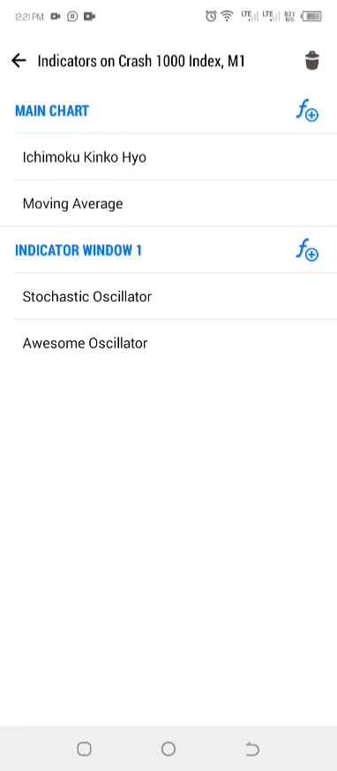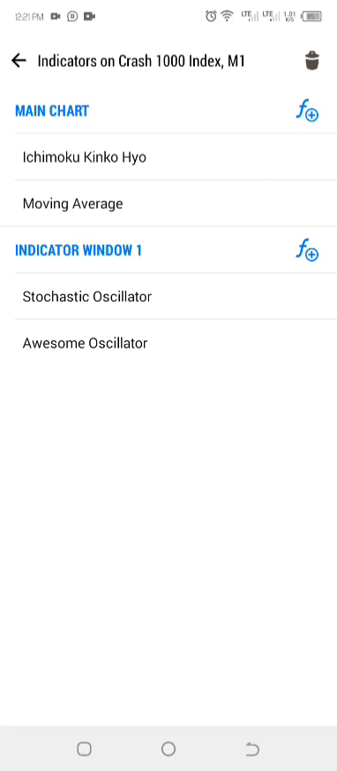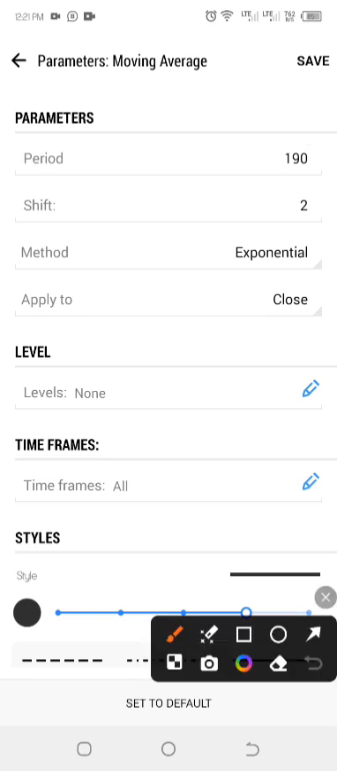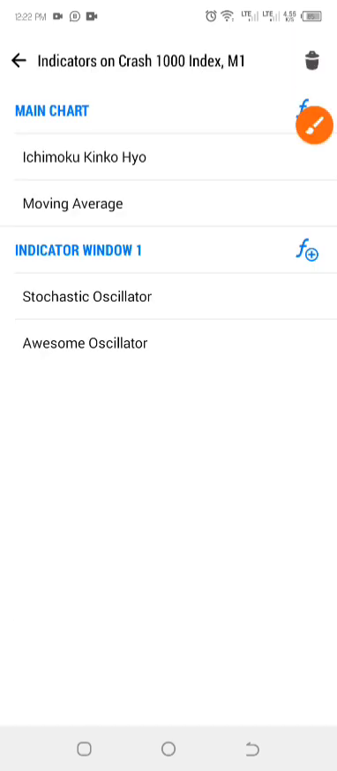Now moving on to the next indicator, which is the moving average. How do we add this moving average? We click on the F icon again, scroll down, search for moving average and click on it. The period is 190, shift is 2, method is exponential, apply to close. For the style, use a color of your choice. As for me, I'm using the black color. Click on save, and once you do that, you are going to have a moving average on your chart.